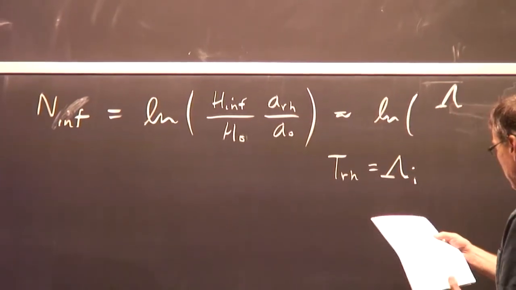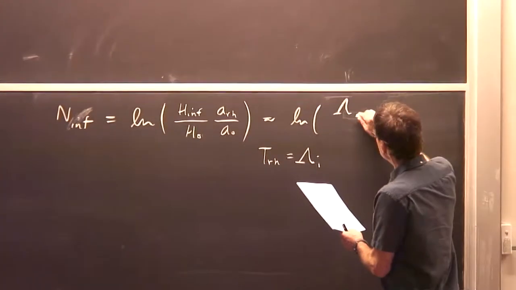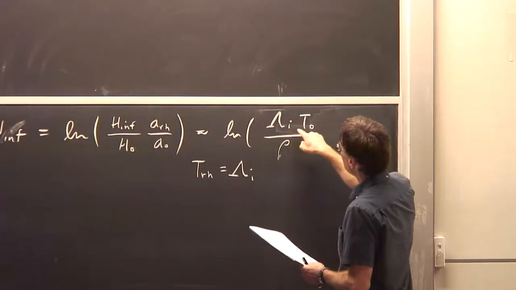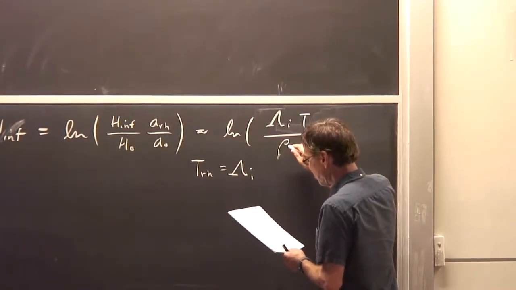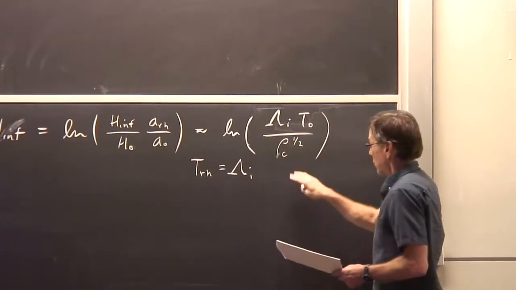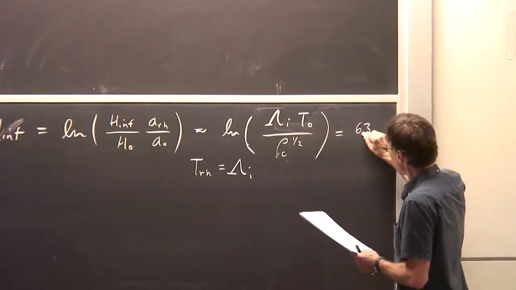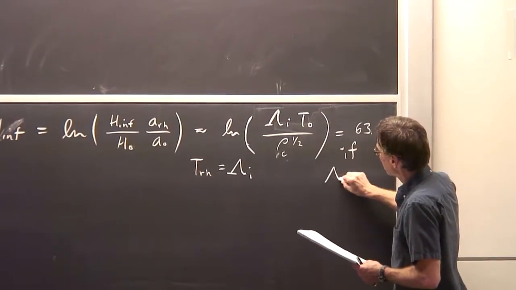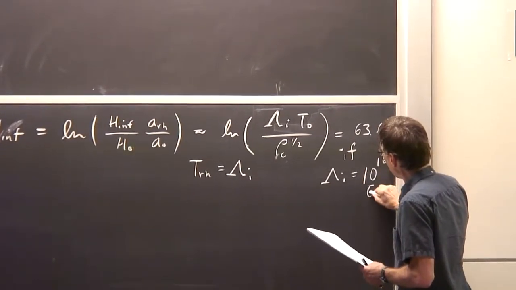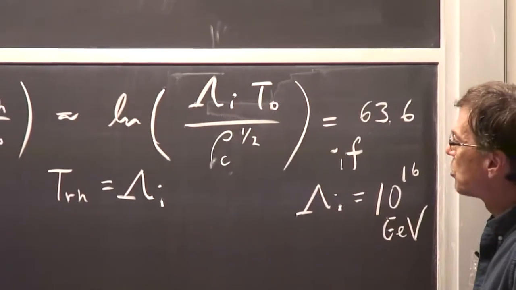And under that simplifying assumption, you get the energy scale of inflation times the temperature today, 2.7 Kelvin, divided by the critical density to the 1/2, and you plug in the numbers and you get 63.6, taking this scale to be at the GUT scale. And, well, you can see what it would be for lower scales.